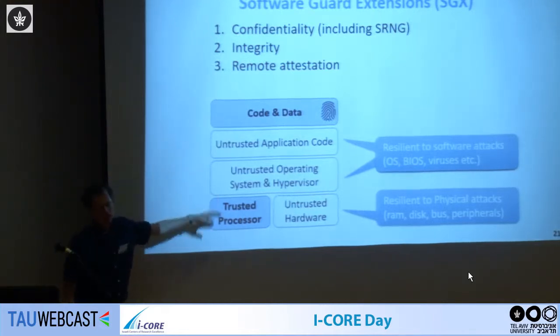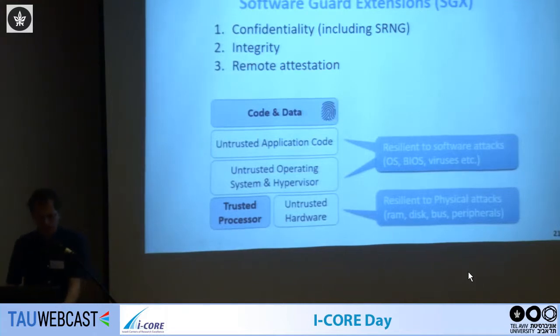This is the stack of your computer. You have some code that you're trusting and Intel's trusted processor at the bottom. The trusted processor ensures confidentiality, so even the user of the machine is not able to see what's going on inside the processor. This includes a secure random number generator, so the processor is able to generate a secret that the owner of the computer cannot access.